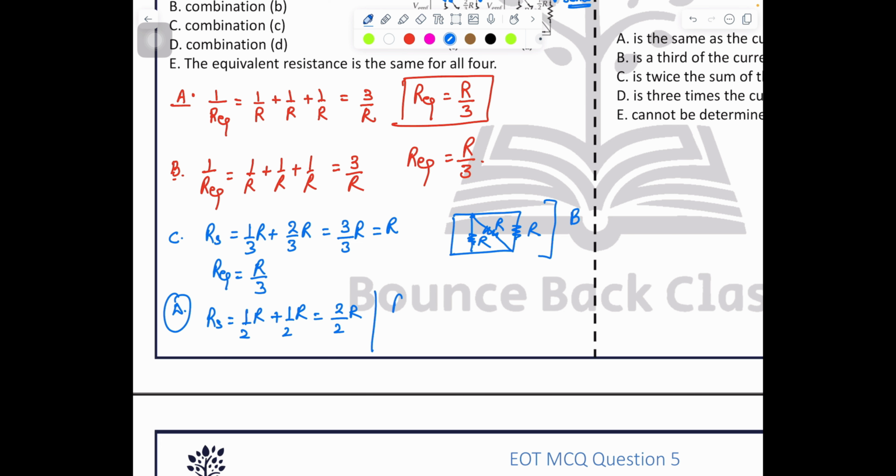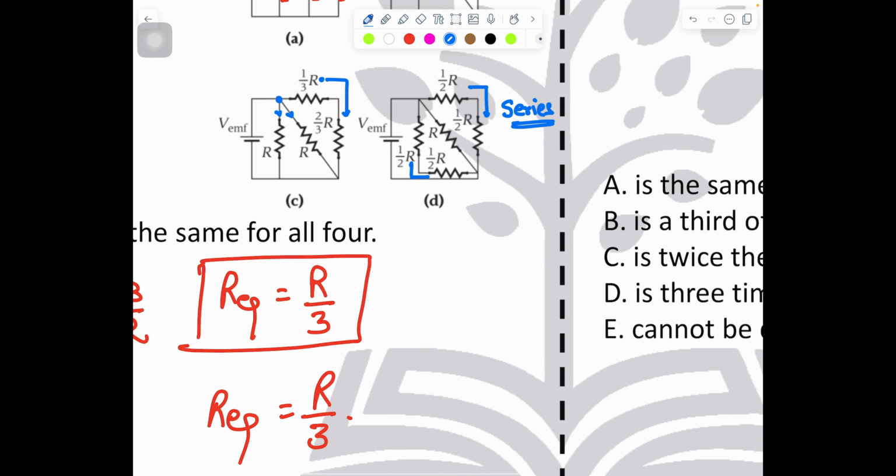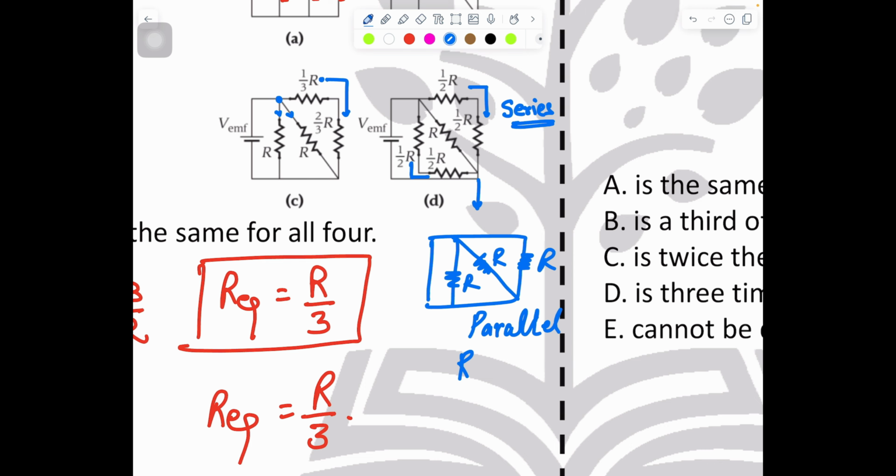This is the first case. RS is half R plus half R, which is equal to 2 over 2R, which is equal to R. And if I redraw this circuit again, it will become just like the B part, like this. One is here, one is here, and one is here. So again, what will be the value? All three are in parallel, and we will get R equivalent is equal to R divided by 3.